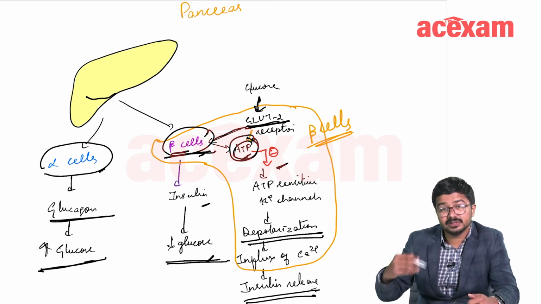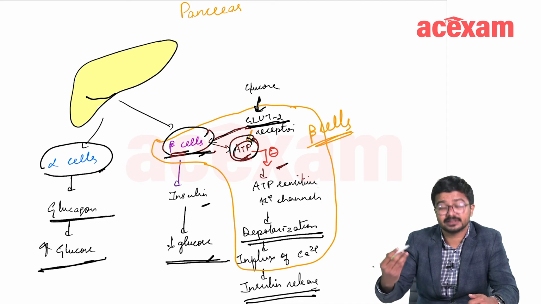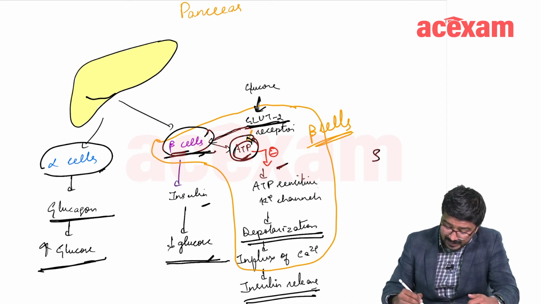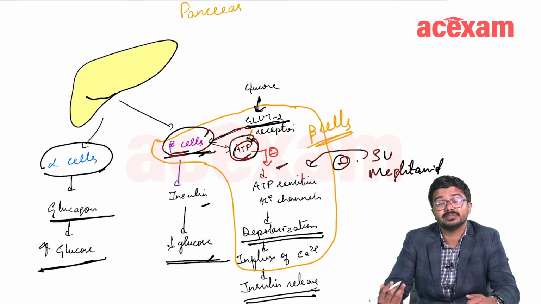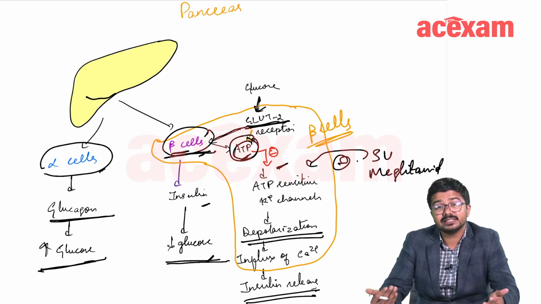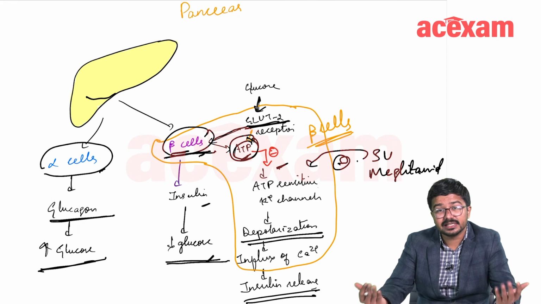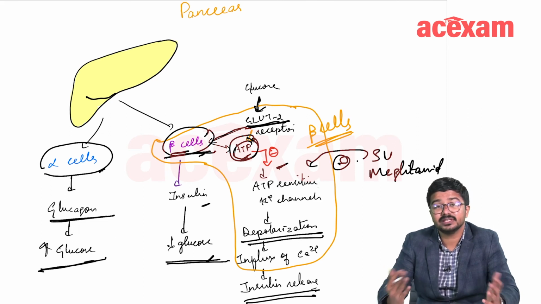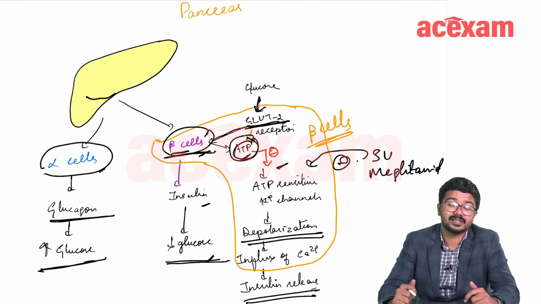Now you have ATP inhibition causing depolarization. This inhibition is also done by our drugs, that is the sulfonylurea as well as meglitinide. Both cause inhibition of the ATP sensitive potassium channel, so that depolarization occurs and insulin release occurs. So both of these drugs act through the same mechanism of action.